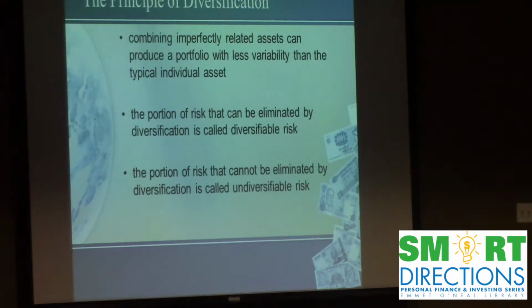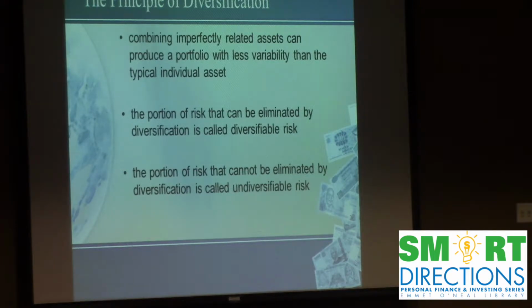So you want to put together a portfolio of assets that are imperfectly correlated with each other. I'm going to give you an example in a minute. So if one of them moves up in value, you want the other one to at least not move up as much. There's got to be some sort of imperfect correlation.